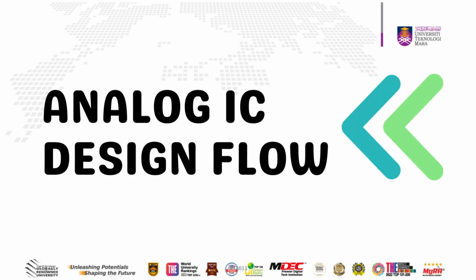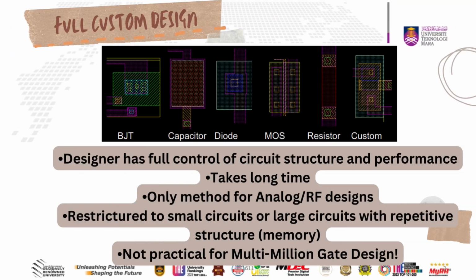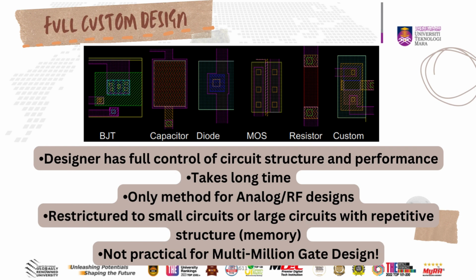In this section, you will learn analog IC design flow. There are a few components in full custom design. The figure above shows the layout design of these components. The components consist of BJT, capacitor, diode, MOS, resistor, and custom design.